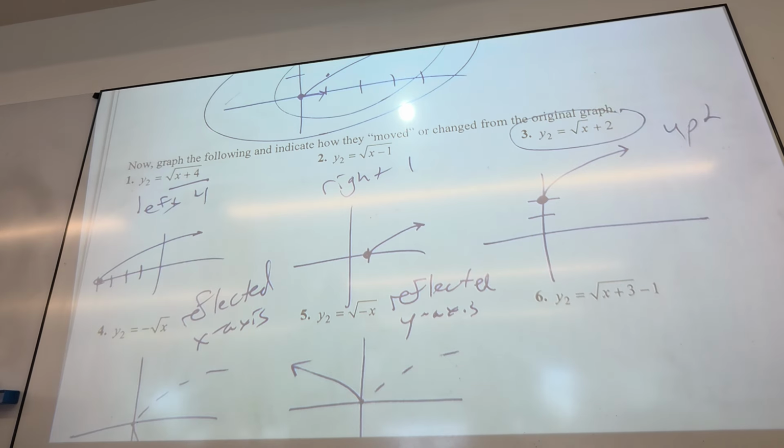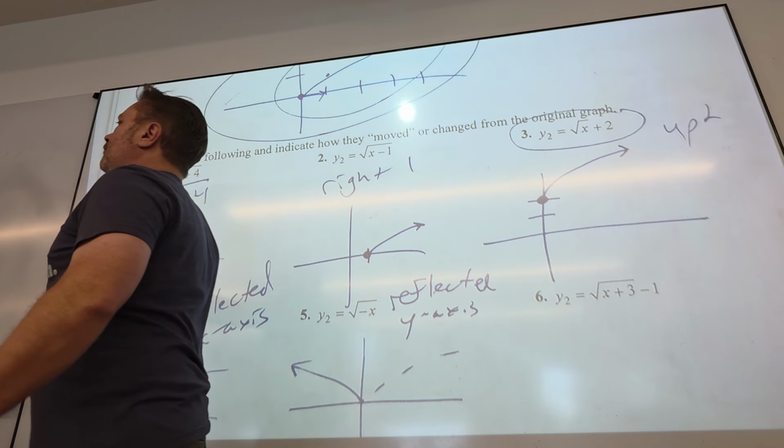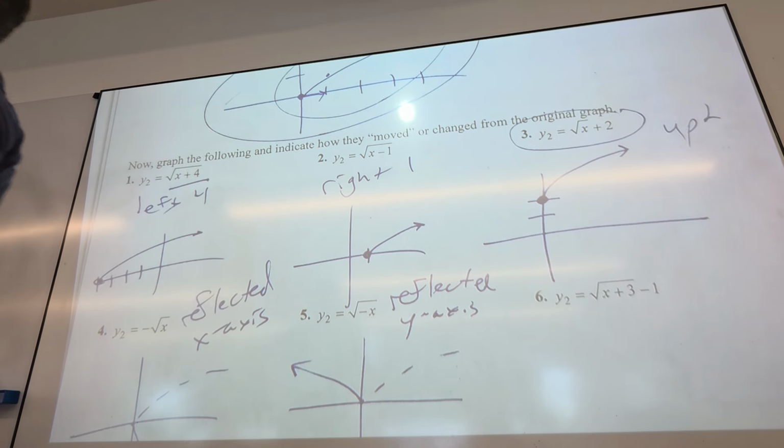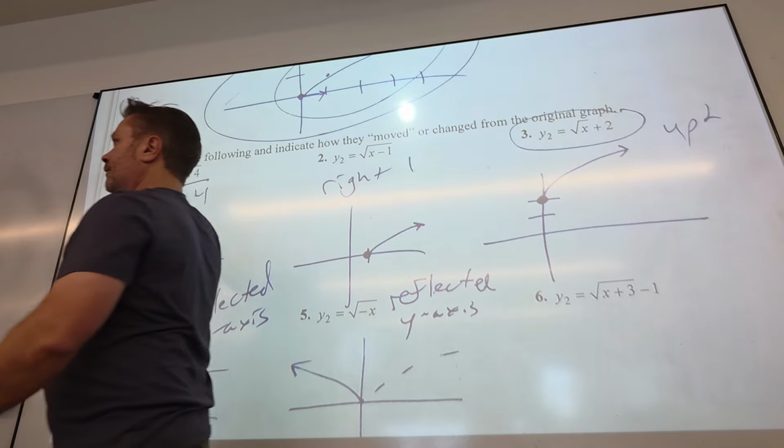So if it's in with the x, it's left and right. Why does that make sense? What does the x-axis move? Left and right. Doesn't the x-axis go left and right? Okay, so if it's in with the x, it's going to be left and right, and it's going to do the opposite of what it looks like.